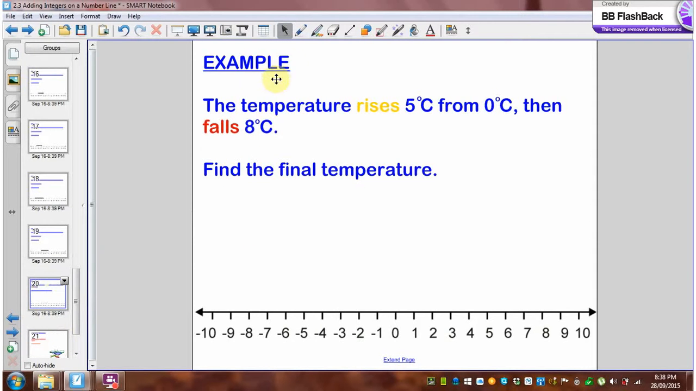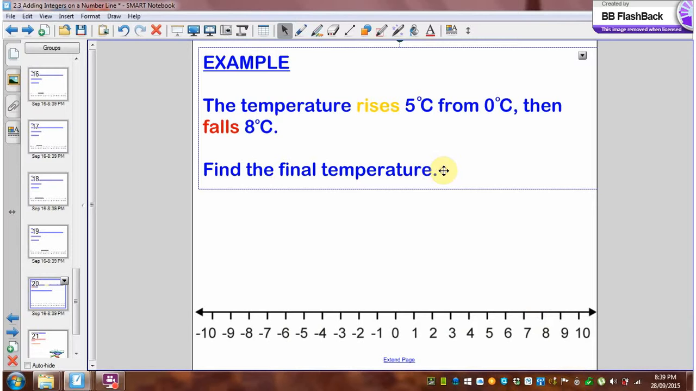All right, so here we have another example. You can copy this down in your notes. The last example for today is just given as a word problem, so we'll see what happens here. Okay, pause the video, write this down, draw your number line. When you come back, we will find the final temperature.